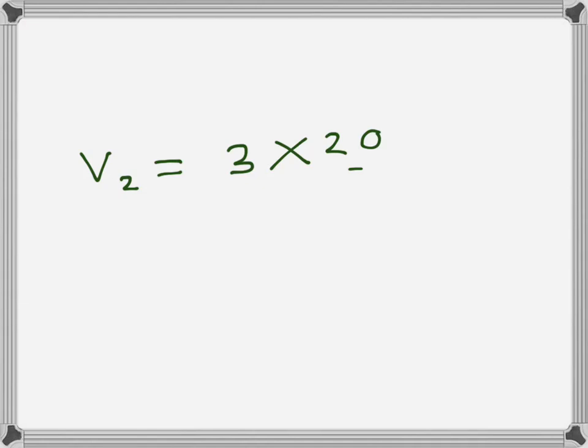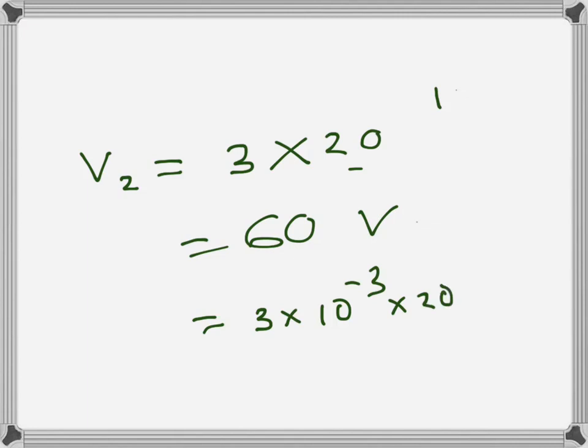So the 10 to the power minus 3 and 10 to the power 3 cancel each other once they are multiplied. That way we just get volts in the unit. So that's 60 volts, 3 milliamps times 20 kilo ohms. If we want to convert them all into amps and ohms, that will be 3 times 10 to the power minus 3 times 20 times 10 to the power 3. So 10 to the power minus 3 times 10 to the power 3 is 1. So our V2 is 60 volts.